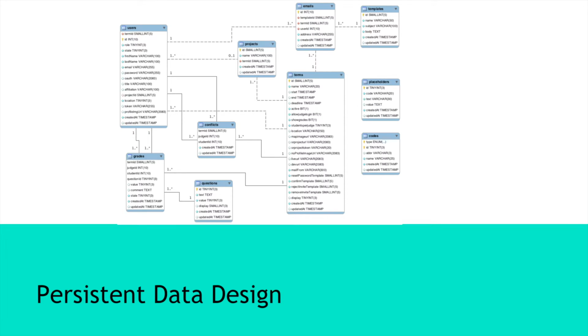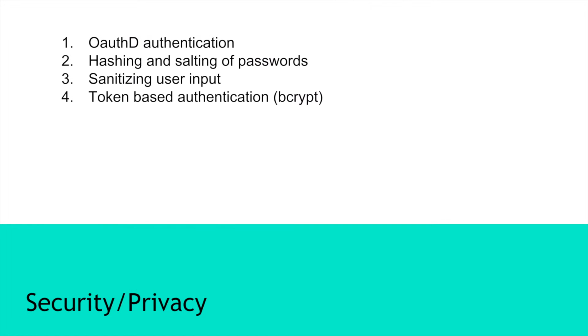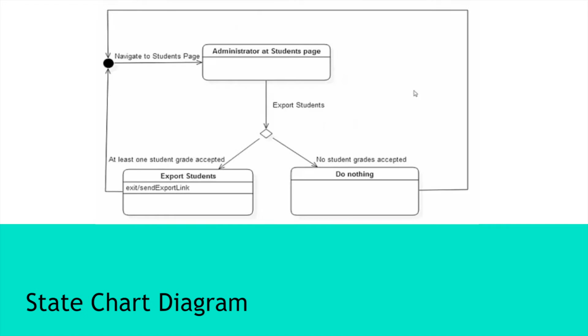Here's a representation of our database. It's basically showing all the information that's being saved so that the application can perform as required. As for security, we're using OAuth authentication. We're hashing and salting the passwords and sanitizing any user inputs for increasing security. And also we're using token-based authentication called bcrypt.